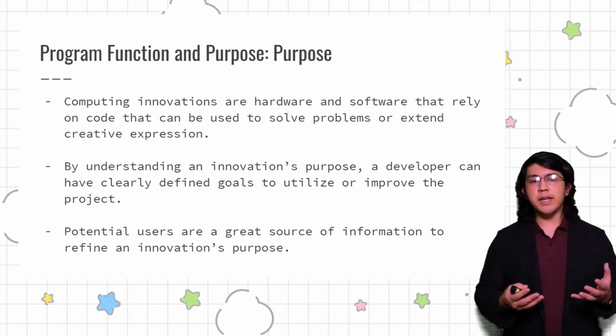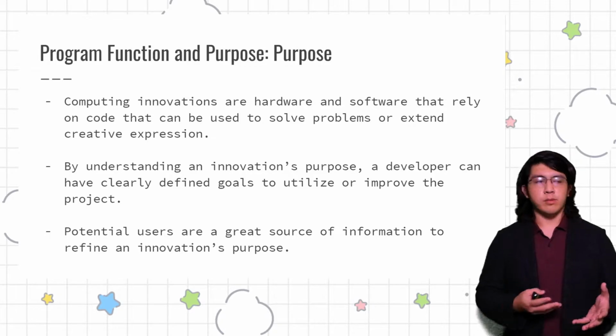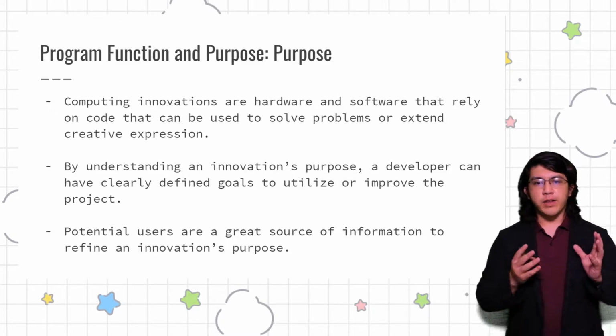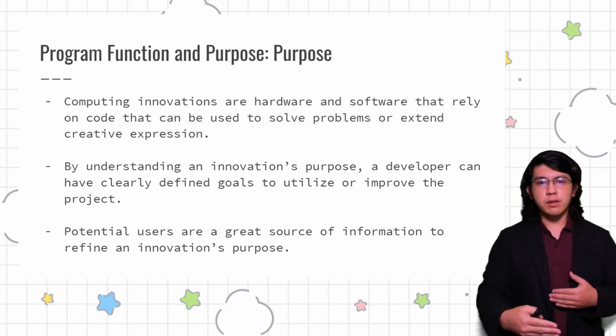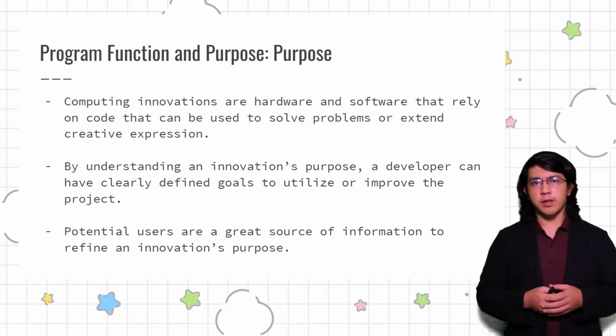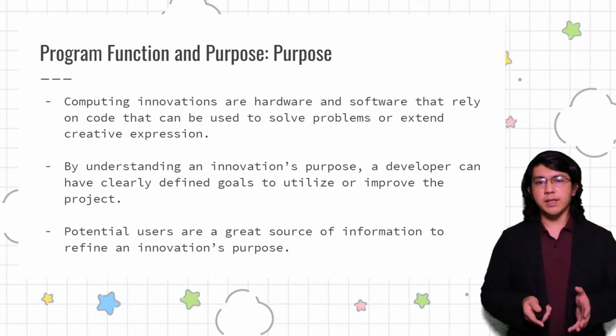If you plan to make a computing innovation, you have to start with a purpose, with a goal, because without that, you have nothing you're working towards. As a developer, if you have a clearly defined goal, not only will it help you develop the project, but it'll help you use that code and use that program once you have it done. If you're struggling with this, one of the best sources for information is going to be your audience. Who will use the program or hardware or whatever computing innovation you make, and how can you best meet their needs?